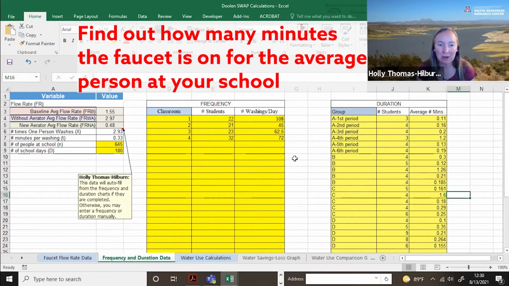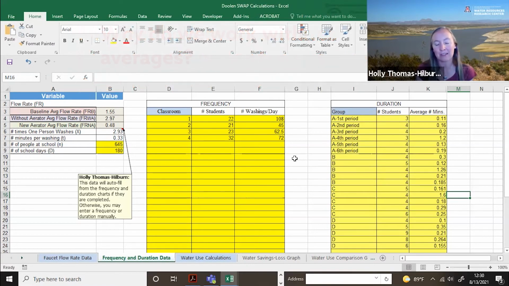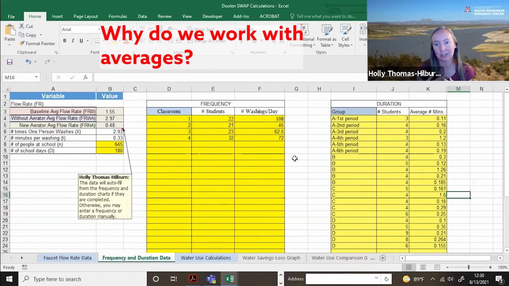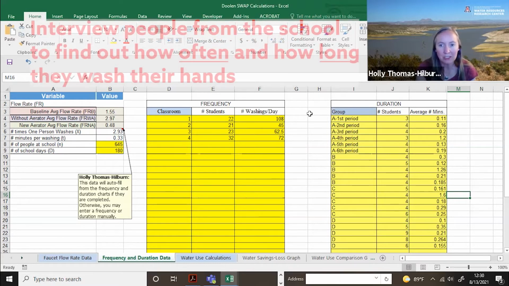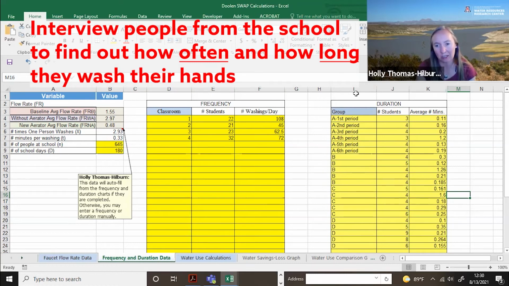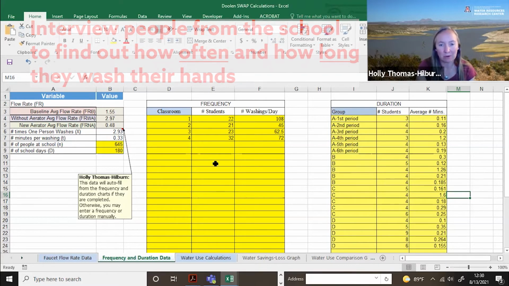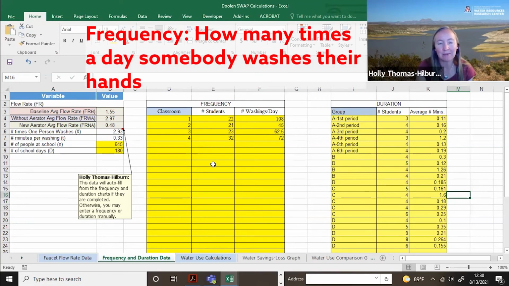And so the easiest way to find an average is to think about individual people and how long they have their faucet on for themselves washing hands. So you can even think about yourself if that's helpful. And then you're going to go about collecting frequency and duration, right? How often do people wash their hands and how long do they wash their hands for? And the sky is the limit here in terms of how detailed you want to be or how simple. Let's start with frequency, which is how many times a day somebody washes their hands.